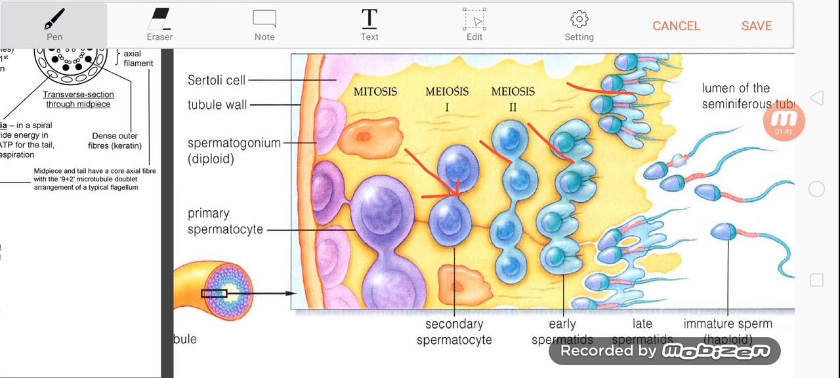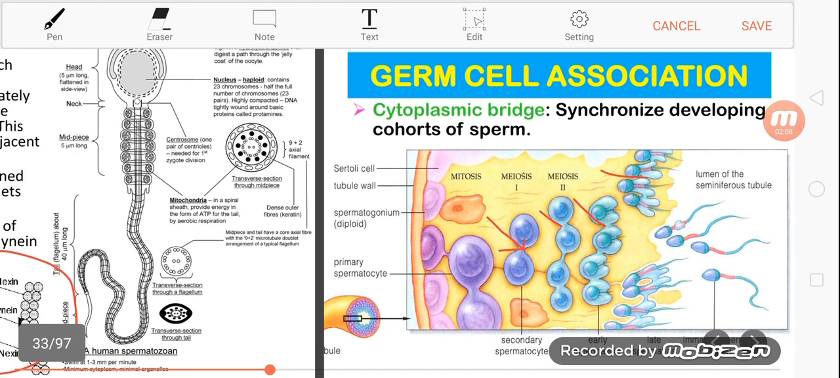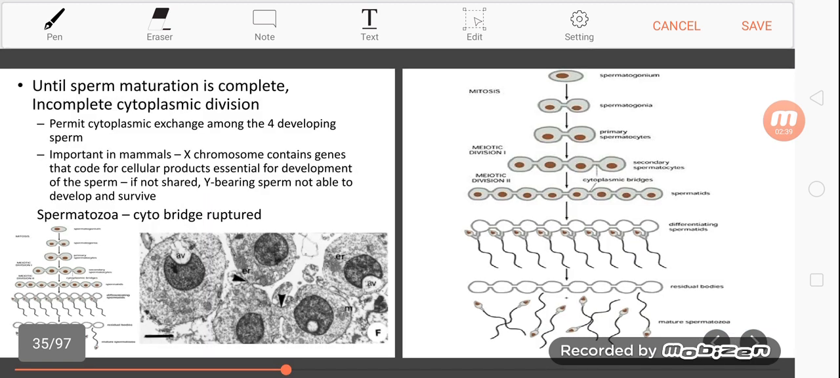Throughout the spermatogenesis process, from spermatogonia undergoing mitotic division, and then meiotic division 1 and 2, the sperm produced at each process are actually not separated from each other. They are attached together by this cytoplasmic bridge until they undergo spermiogenesis, when the round spermatid becomes an elongated spermatozoa and then phagocytizes the cytoplasm. And then eventually at the end of spermiogenesis, this cytoplasmic bridge will be destroyed or degenerate. Okay, until sperm maturation is complete, incomplete cytoplasmic division.